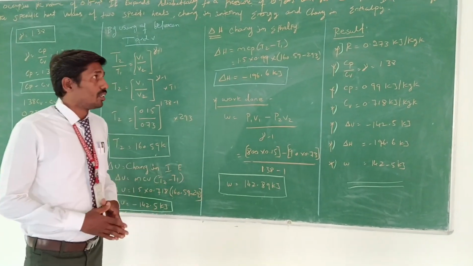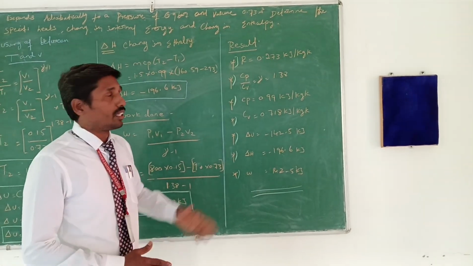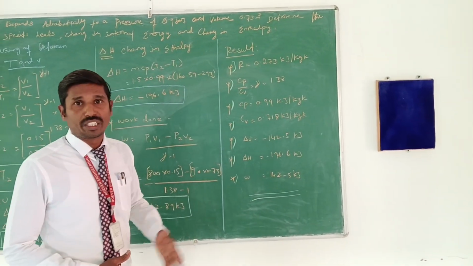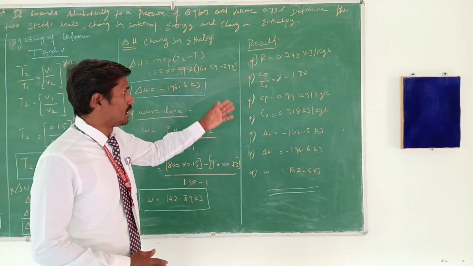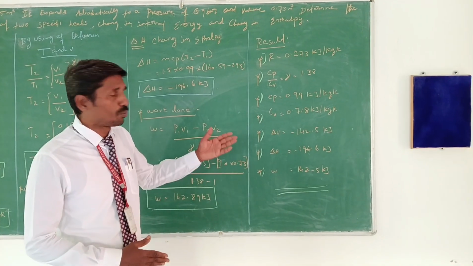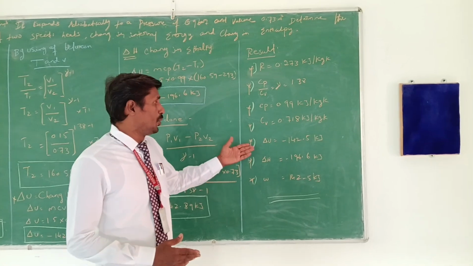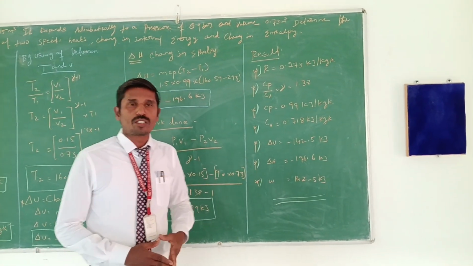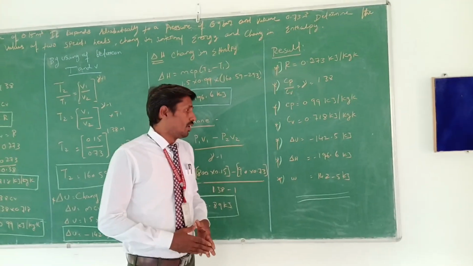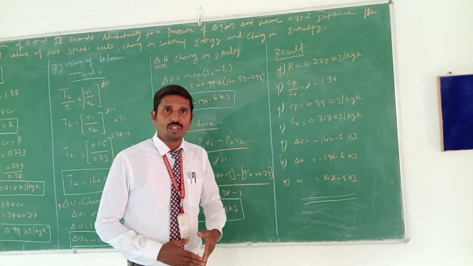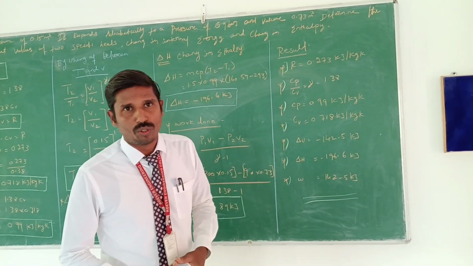These are the results. So, the final results listed out: capital R, the gas constant, equal to 0.273 kJ per kg K, and Cp by Cv ratio 1.38. Then Cp equal to 0.99 kJ per kg K, and Cv 0.718 kJ per kg K, and del U, the internal energy, equal to minus 142.5 kilojoule. Then the change in enthalpy is minus 196.6 kilojoule. Then the final one, work done equal to 142.5 kilojoule.